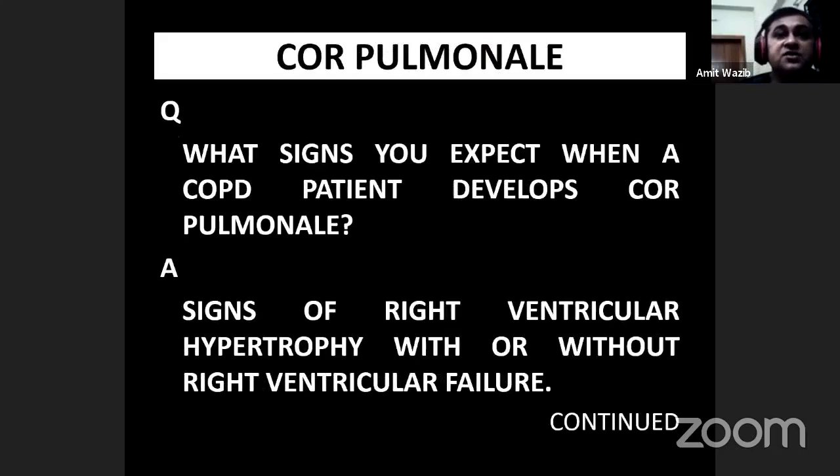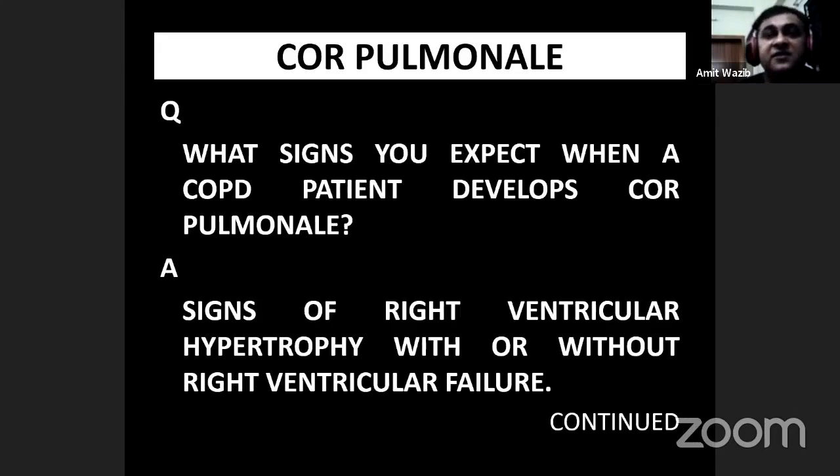Okay. So you may be asked, if someone with COPD develops cor pulmonale, what signs will you expect? What is cor pulmonale? It is right ventricular hypertrophy in a lung disease patient. So in a COPD patient, there will be signs of COPD, but in addition, there will be signs of right ventricular hypertrophy. In addition, there will be signs of right ventricular failure if it is present. Right ventricular hypertrophy signs will definitely be there, plus there may be signs of right ventricular failure.